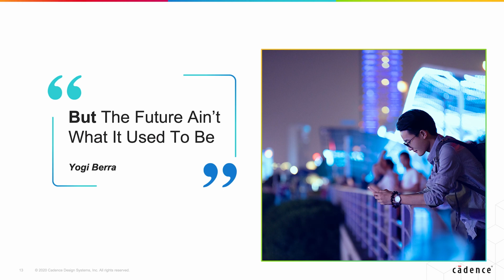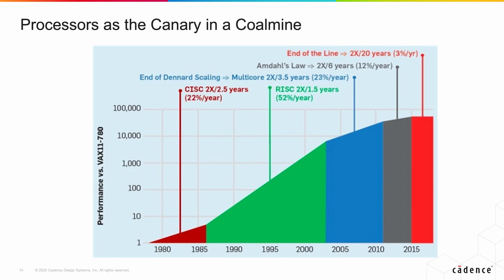Things are slowing down. So processors are sort of the canary in the coal mine. If we look at the improved performance in processors like an Intel x86 or a PC or any of those kinds of things, then they used to sort of improve by 50% a year, and then it slowed to 12% a year, and now we're down to like 3% a year. So we're not getting the same changes as we used to.